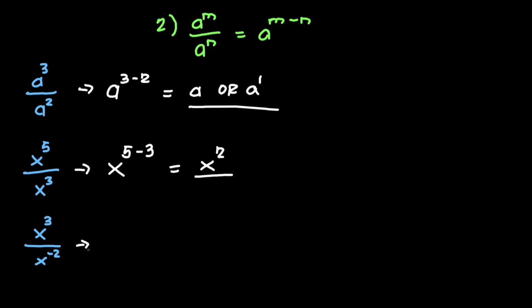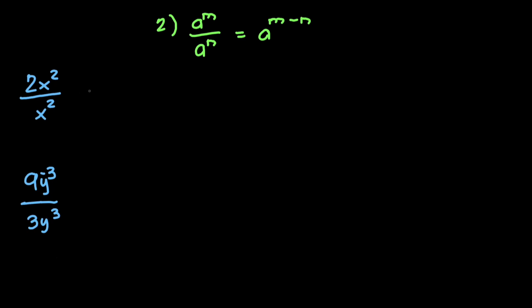x raised to the power of 3 over x raised to the power of negative 2. It would be x raised to the power of 3 minus negative 2. These two negatives will make a positive. So it will simply be 3 plus 2. So it will be x raised to the power of 5.